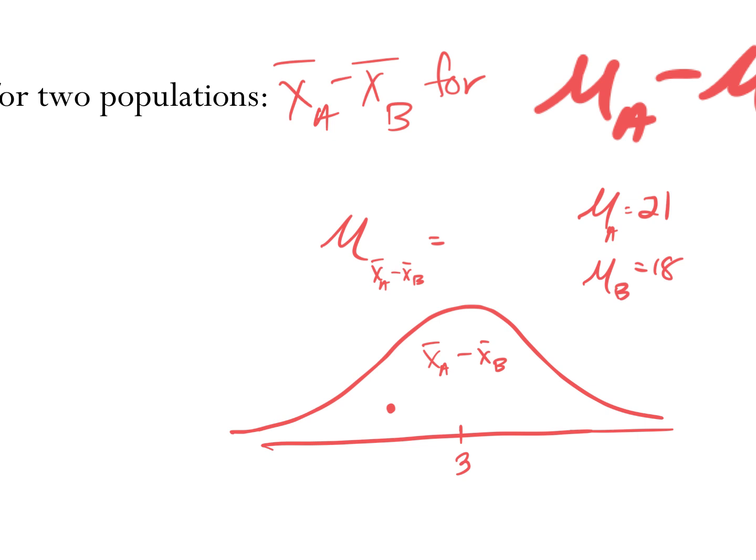Okay? So it's really easy to look at this symbol and think that means 2 numbers. It is not 2 numbers. It is one number based off of the difference between 2 samples. So we got to be really careful about that, okay?